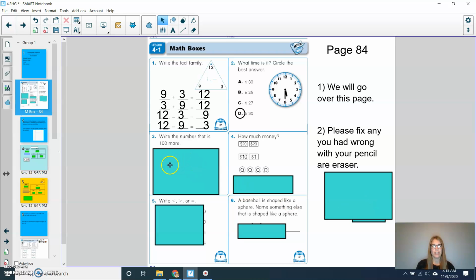For question number 3, write the number that is 100 more. 100 more than 104 is 204. 100 more than 204 is 304. Then we have 404 and 504.